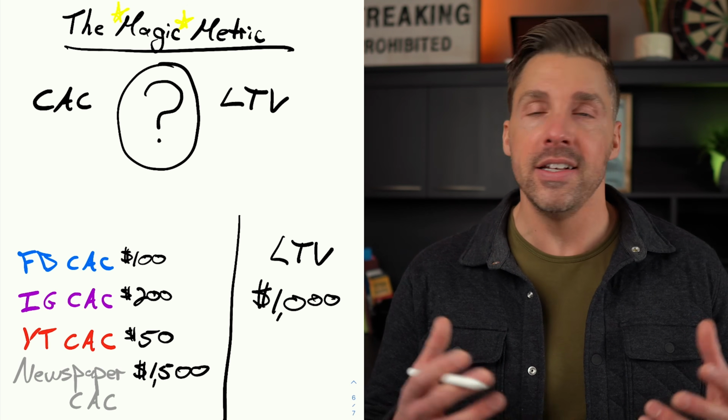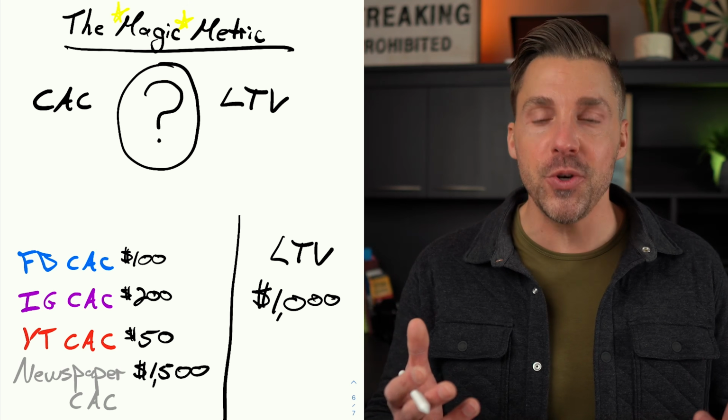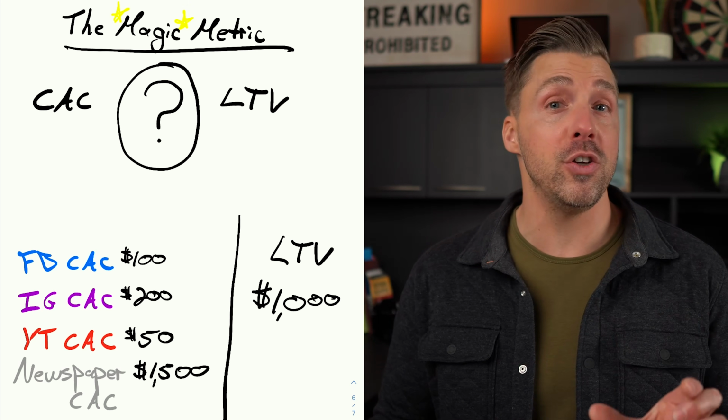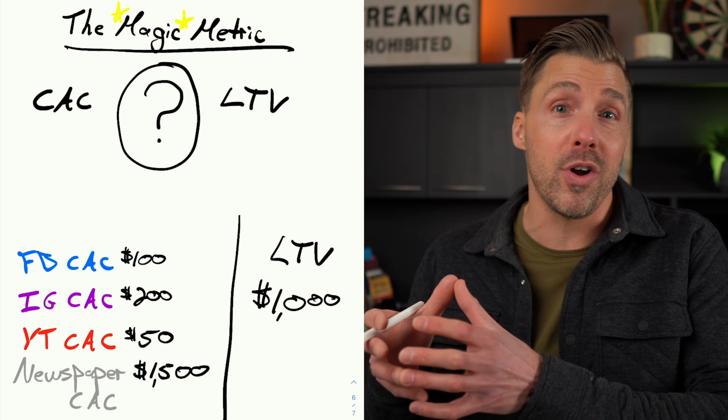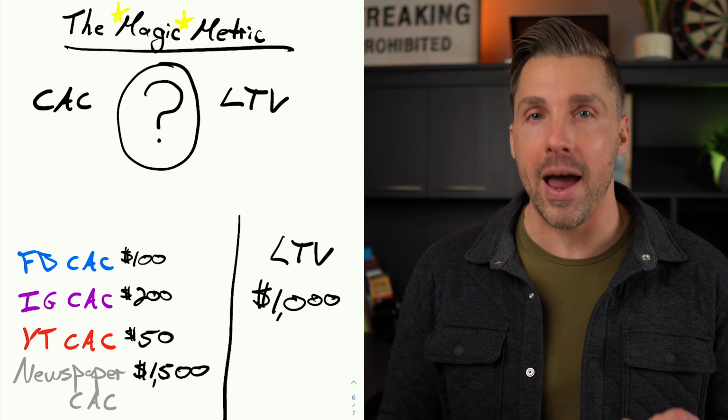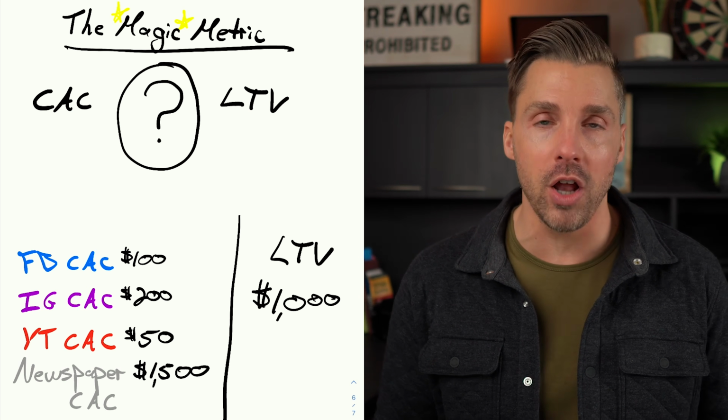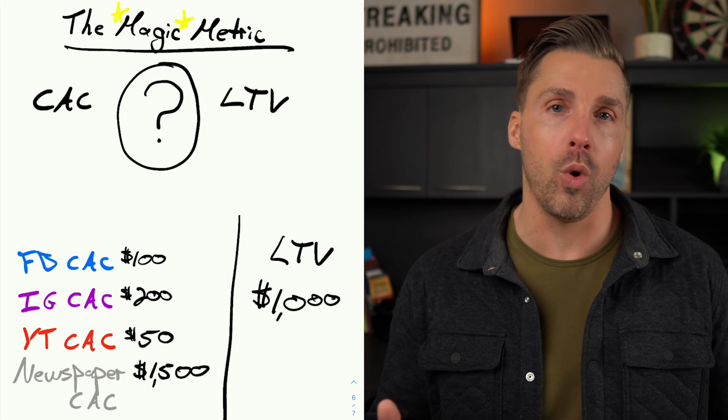or LinkedIn or TikTok or whatever other channel that you're using. But let's say for this example, it costs you $1,500 in order to acquire a new customer. Well, that customer is only worth $1,000. So this means that that marketing channel is losing you $500, which means it needs to be optimized or eliminated.